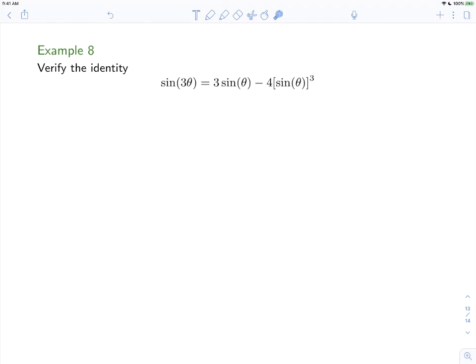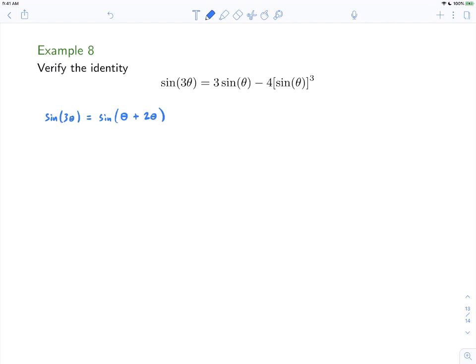Here's another identity. I guess you could call it a triple angle identity, because here we have sine of 3 theta, and we want to rewrite it in terms of thetas. So how are we going to do this? Well, we start with sine of 3 theta, so let's write this as sine of theta plus 2 theta.